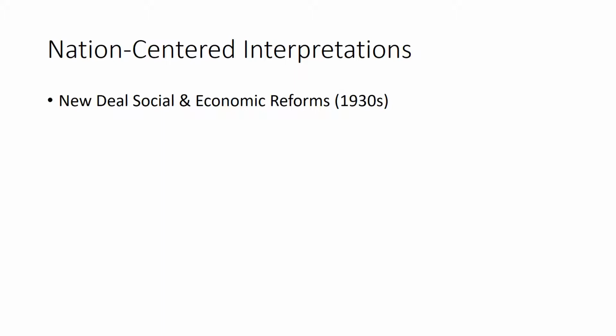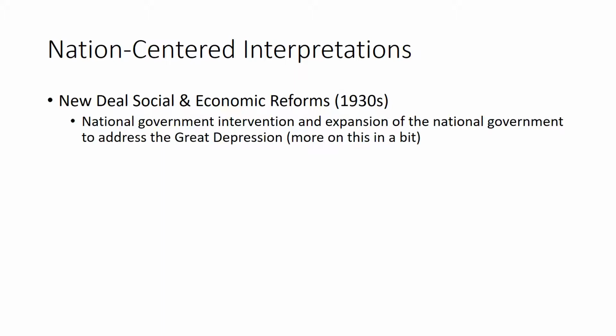All right, the next nation-centered interpretation are the New Deal social and economic reforms. These happened in the 30s, and they were after we fell into the Great Depression. And we'll talk a little bit more about this in a bit. The national government wanted to pull the country out of the Great Depression, so it intervened very heavily. It expanded the national government greatly to address these things. All right, we'll come back to that.